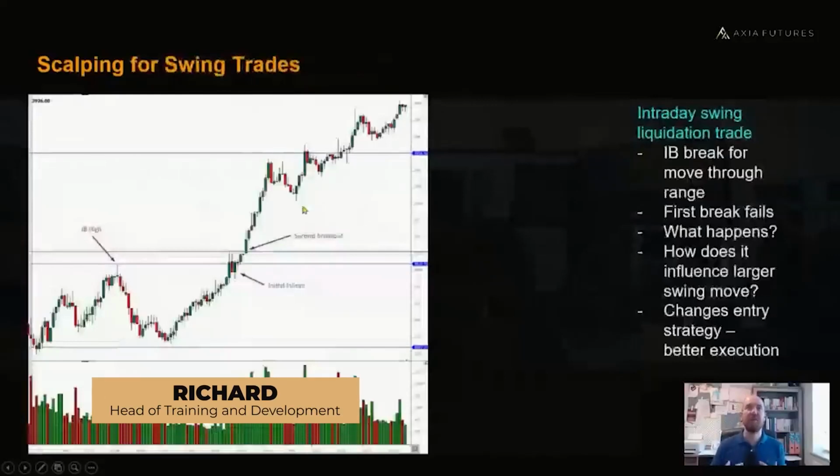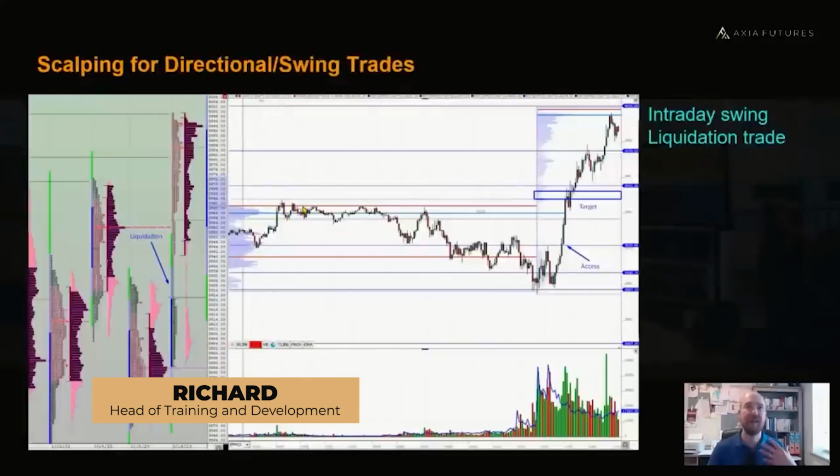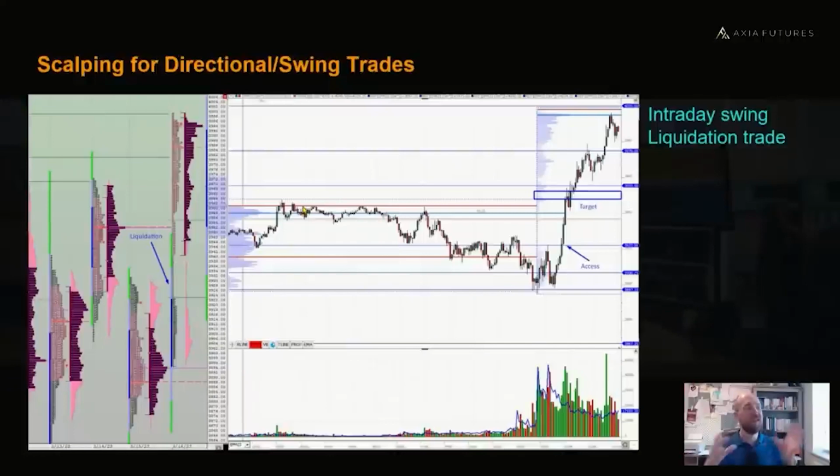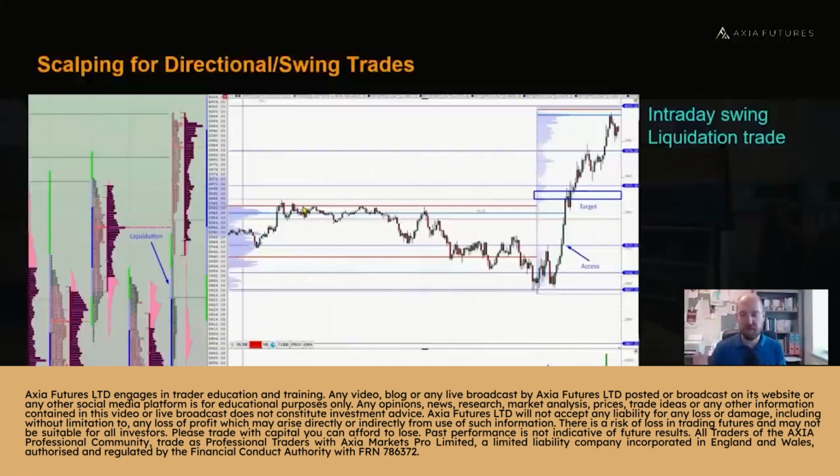Taking this into a scenario where you can turn this into a larger trade. This is where understanding the directional or swing bias within a market is going to give you an opportunity. So let's take something like this. This is an S&P trade. And a lot of people like trading S&P. To be fair, most traders at Axia like trading S&P.